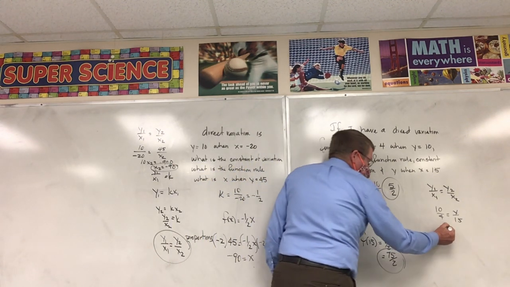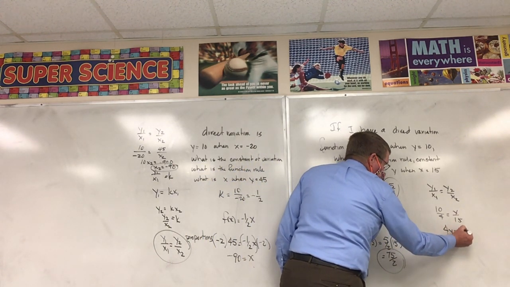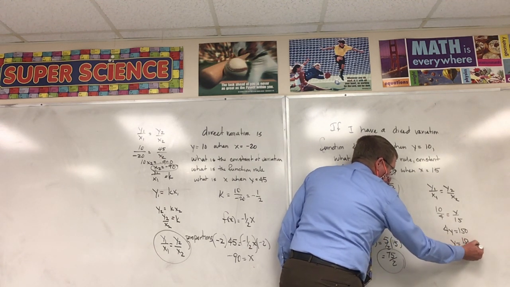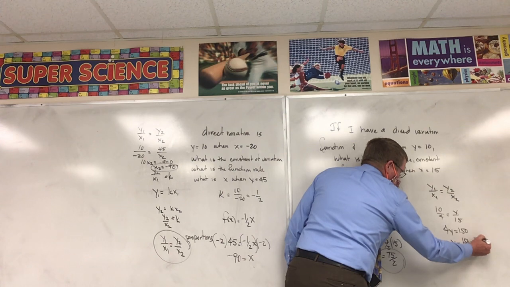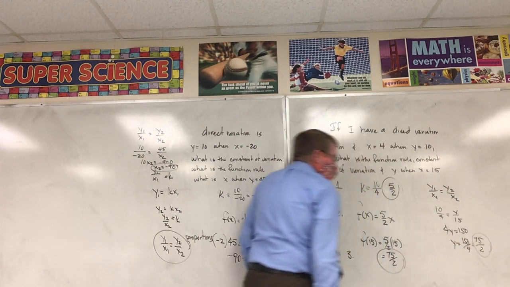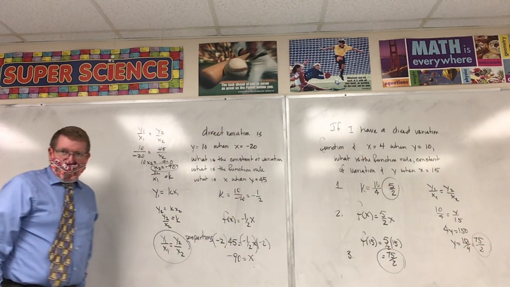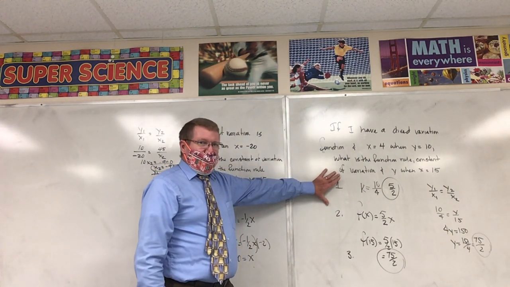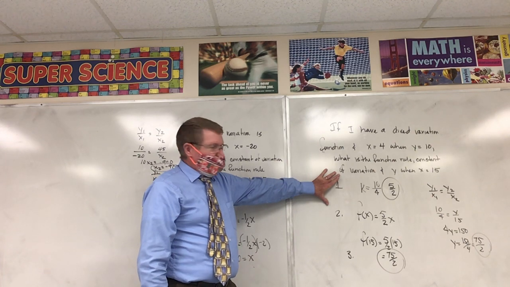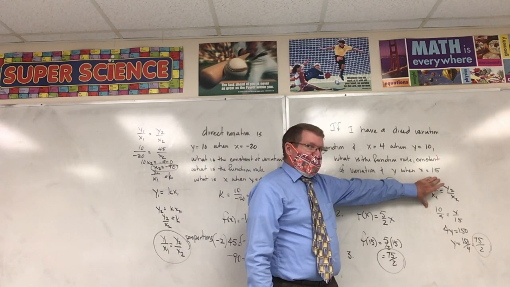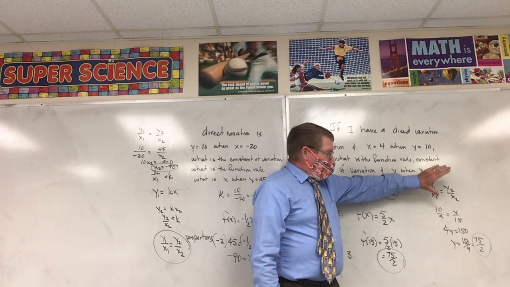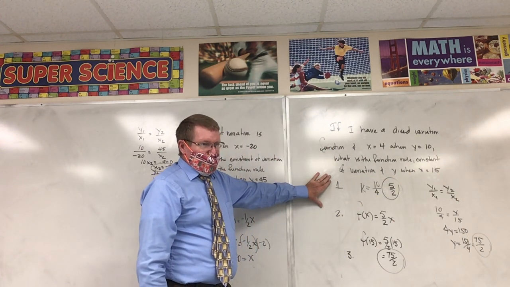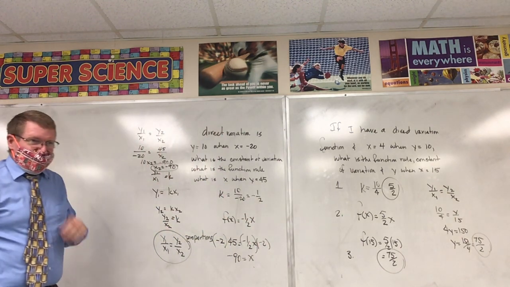And then cross multiply. 4y equals 150. y equals 150 over 4, which equals 75 over 2. And I get the same answer. This method is using direct variation function rules. This is using direct variation proportions. Two different methods to get the same answer.